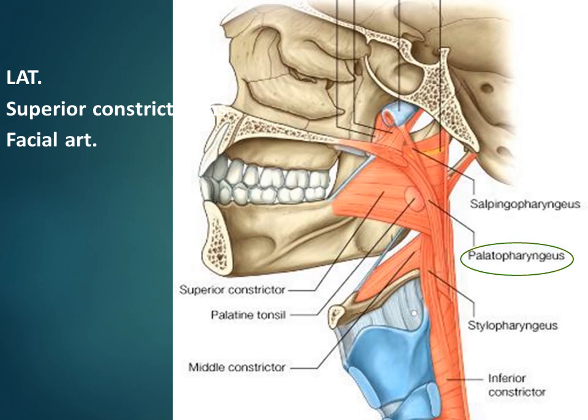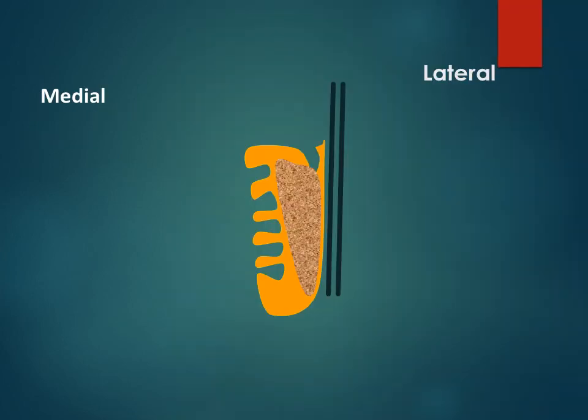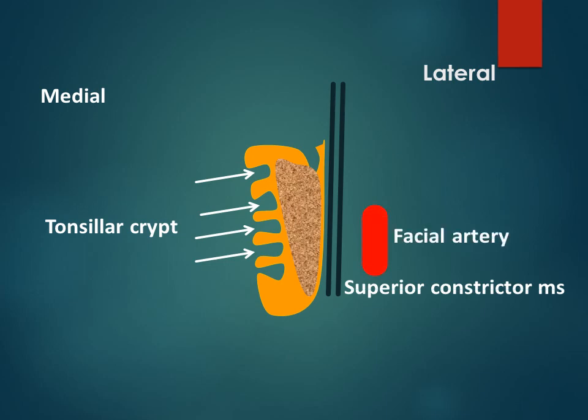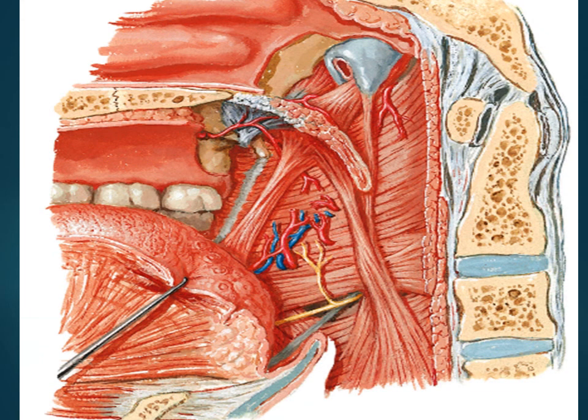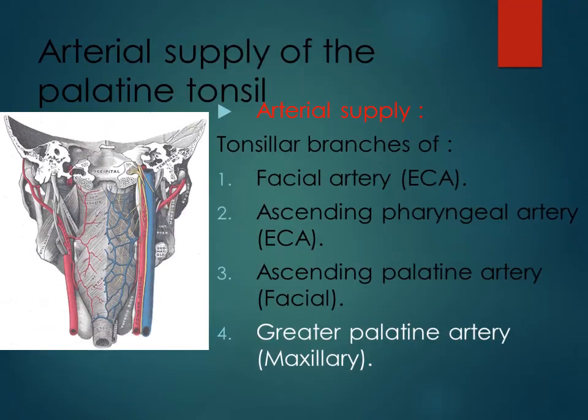Lateral to it is the superior constrictor muscle and the facial artery, which gives the branches for its blood supply. So the diagram for the palatine tonsils: those are the crypts. This is the superior constrictor muscle, and this is the facial artery giving its branch to the tonsillar bed. This is the superior constrictor.